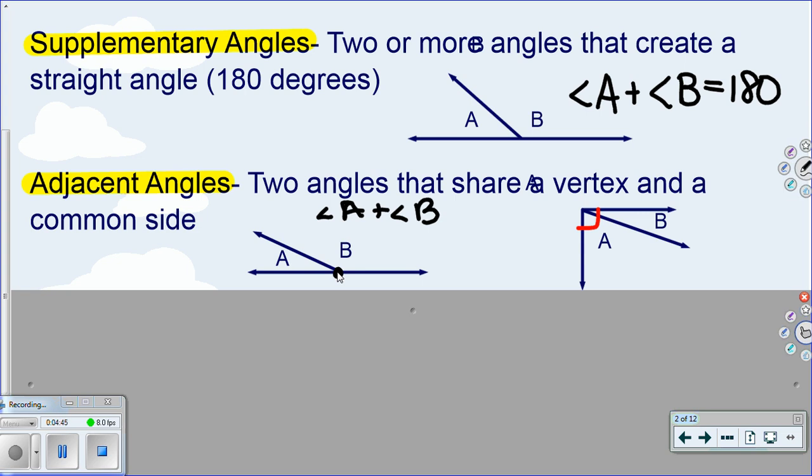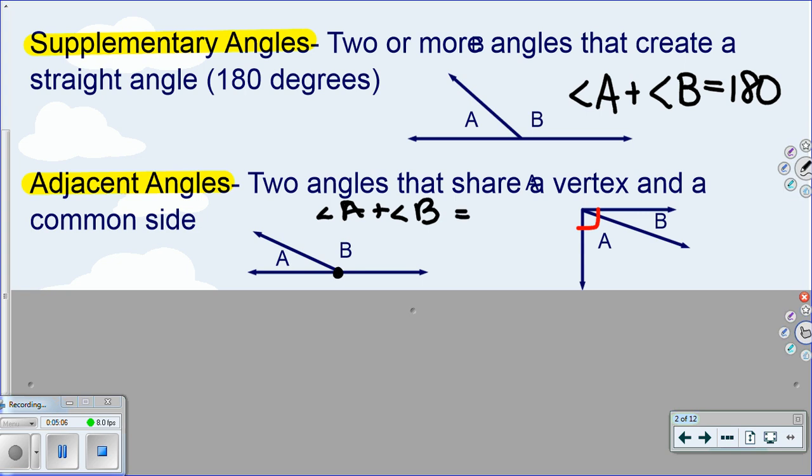Okay. So this one right here, looking at this example, angle A plus angle B, they are adjacent, and they also what? They also equal 180 degrees. And that means they're what kind of angles? Supplementary. Supplementary angles, or they're on a straight line and they equal 180.